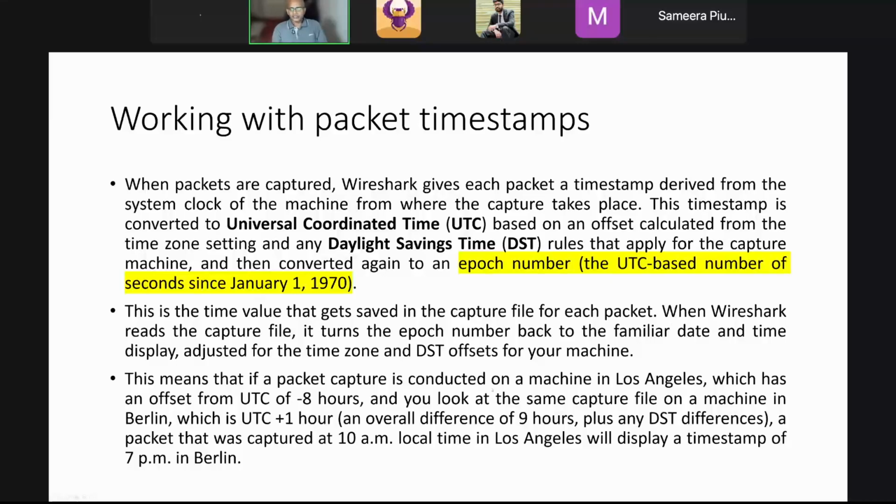This means that if a packet capture is conducted on a machine in Los Angeles, which has an offset of UTC -8, and you look at the same capture file on a machine in Berlin, which has UTC +1, an overall difference of 9 hours plus DST, daylight saving differences, a packet that was captured at 10 a.m. local time in Los Angeles will display a timestamp of 7 p.m. in Berlin. So you need to be careful when you are analyzing packet captures about the time display once you open the PCAP file. Okay, hope that cleared up timestamps.